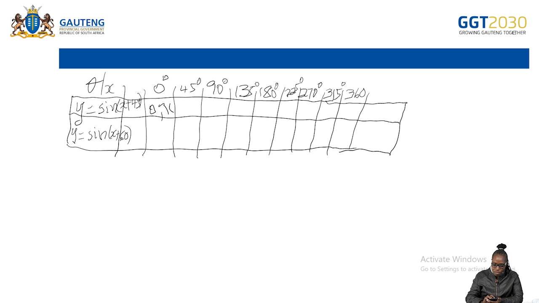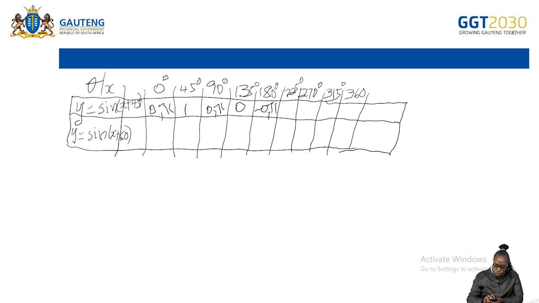0.71. When my x is 45, it gives me 1. When it is 90, I have 0.71 again. When I say 135, my x is 135, it gives me 0. When my x is 180, it gives me negative 0.71. Negative 0.71, you can see it's dropping now.